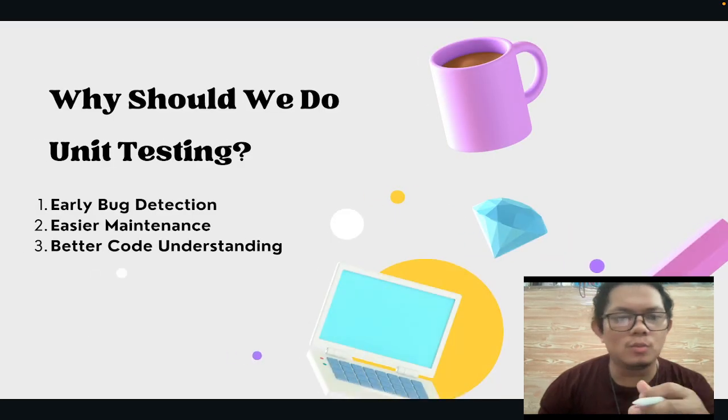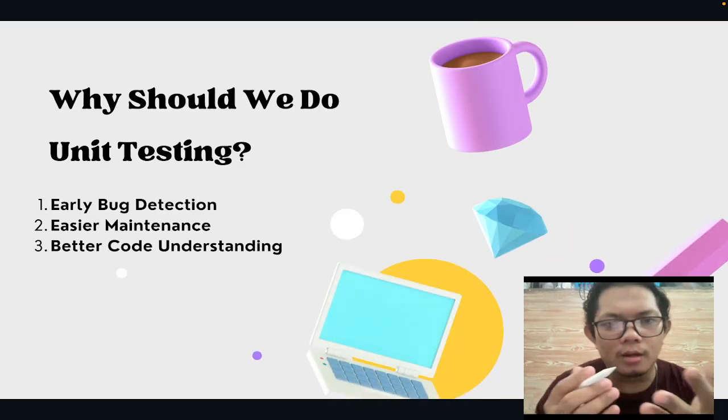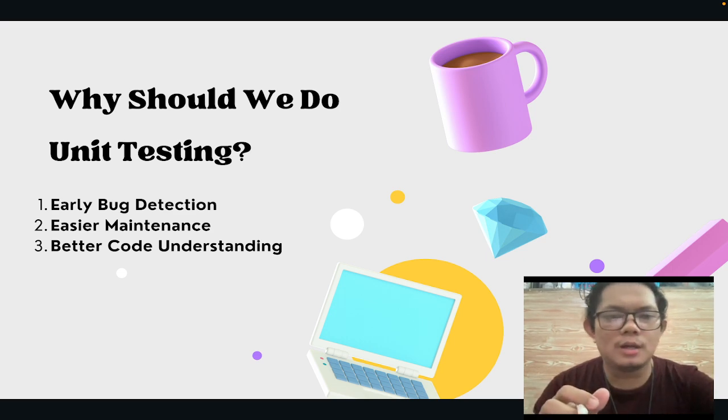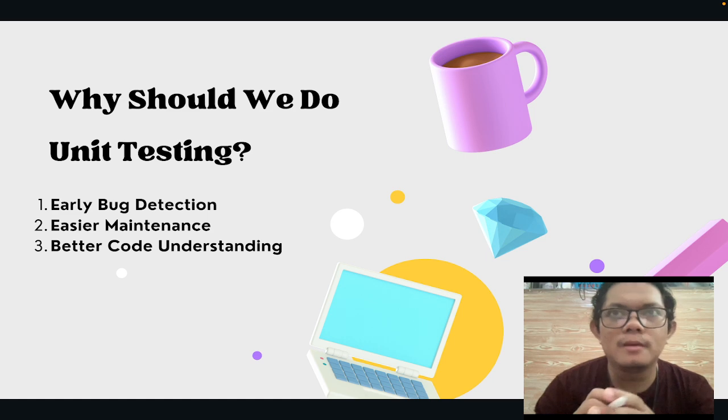Okay, after that, we will talk about what we should do for unit testing, of course. The first one is early bug detection. It means unit testing helps identify bugs early in the development cycle, making fixes cheaper and quicker.